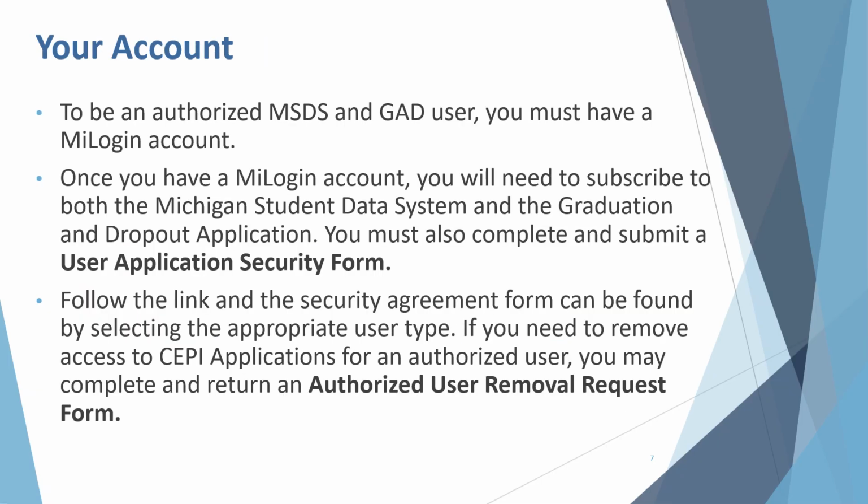Now jumping into how to receive access to the MSDS and GAD application, you do have to complete a user application security form indicating that you're requesting access to both applications, so both MSDS and GAD. If you identify users as you're going through your reports who should no longer receive access to MSDS or GAD, make sure you also submit an authorized user removal request form so that we can remove their access and they'll no longer receive any potential mailings from us in the future.